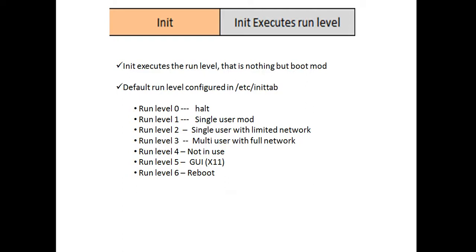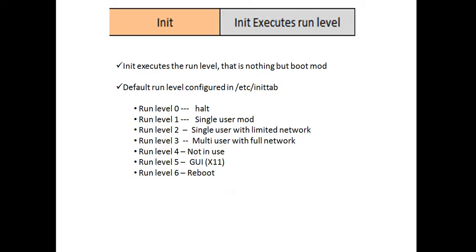There are different run levels in Linux. 0 is for halt, 1 is for single user mode, 2 is for multi-user with limited network, 3 is for multi-user with full network, 4 is not in use, 5 is GUI or X11. GUI stands for graphical user interface, and 6 is to reboot.